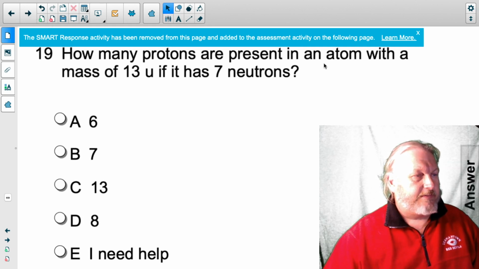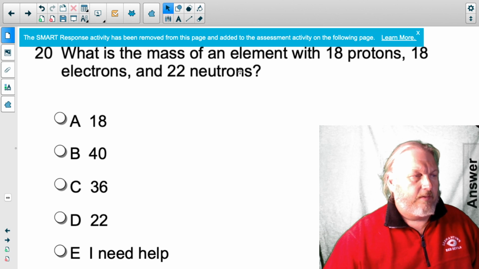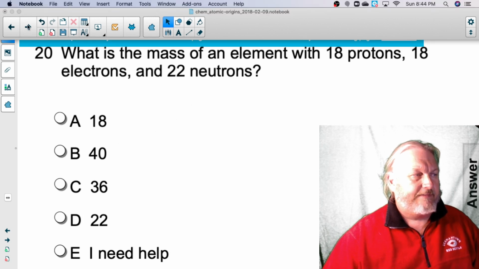How many protons are present in an atom with a mass of 13 AMU? If it has 7 neutrons, it has to be 6. What's the mass of an element with 18 protons, 18 electrons, and 22 neutrons? 22 plus 18. 18 protons, 22 neutrons. That would have to be 40.